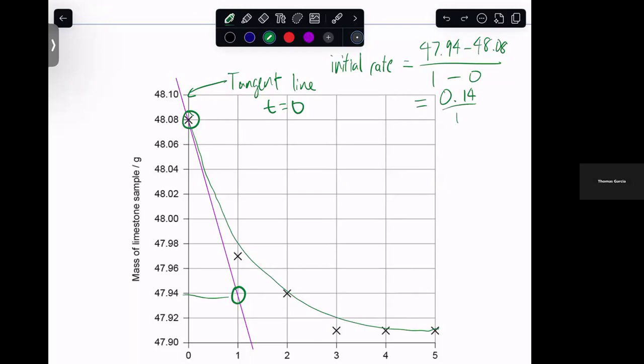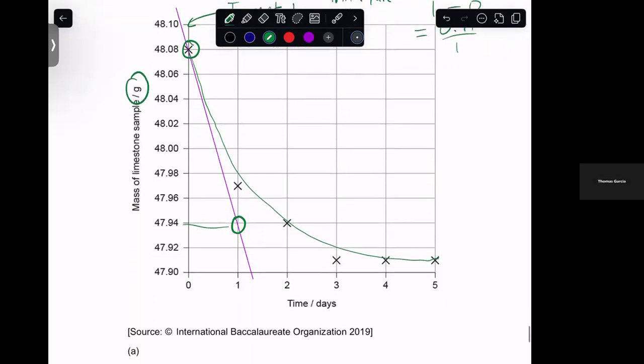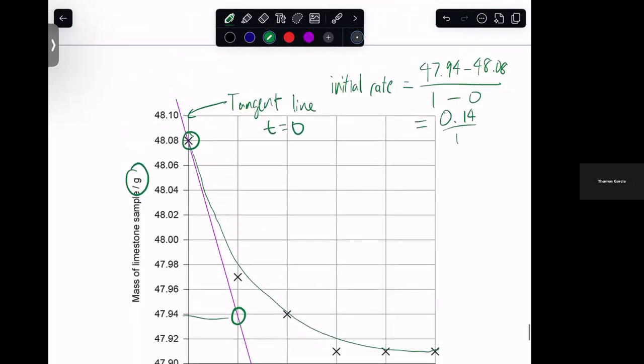And something else to note is I'm going to keep track of my units. I have grams and days. So this is going to be gram per day. So I have an answer of 0.14 grams per day. So you get a couple points. You get 1 mark for the tangent line, you get 1 mark for the answer, and you get 1 mark for the units. So with that, there are your answers.